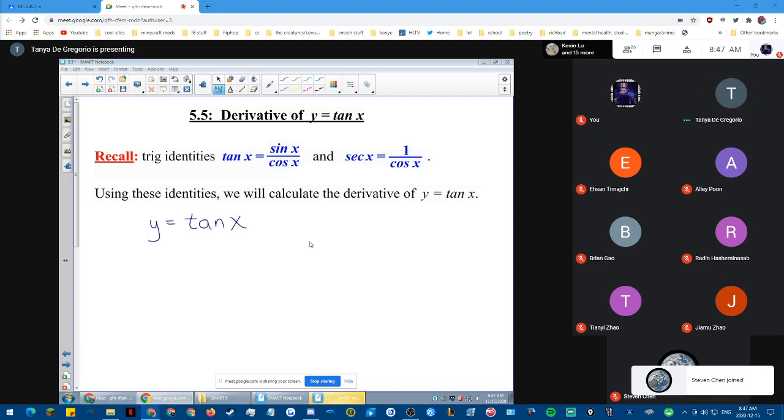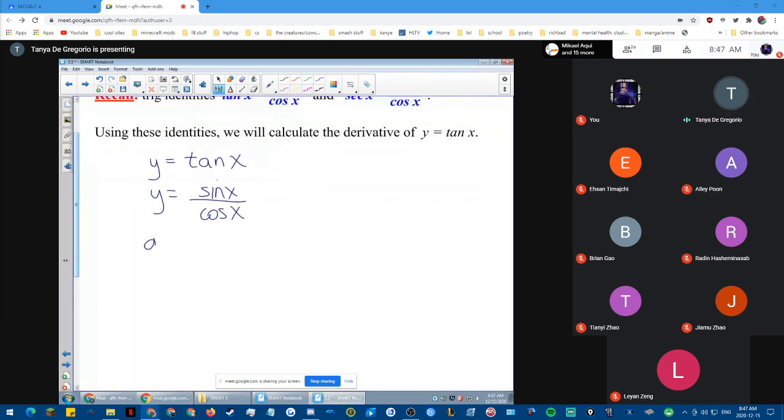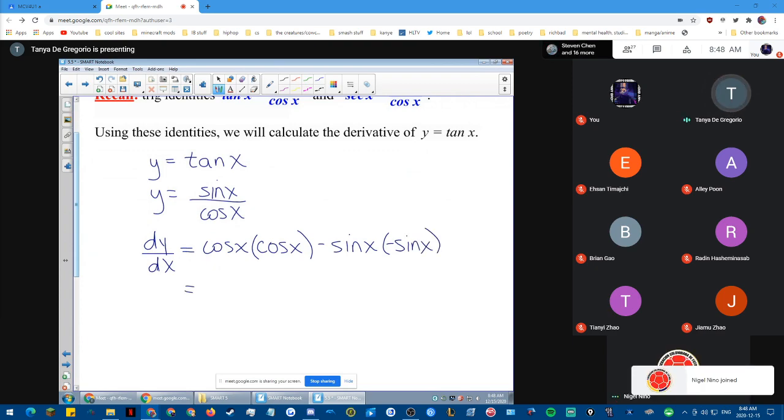Well, tan of x, we know, is equal to sine of x over cos x. So now we're going to take the derivative, and we're going to use the quotient rule. So the quotient rule says the bottom times the derivative of the top. And we just said the derivative of sine of x is cos of x, minus the top times the derivative of the bottom. And the derivative of cos of x is negative sine of x. So what I'm left with here is cos squared of x.